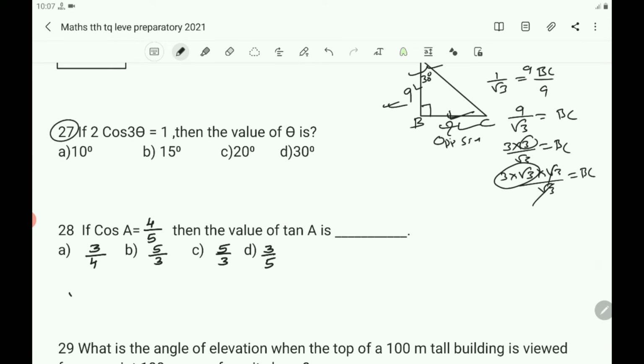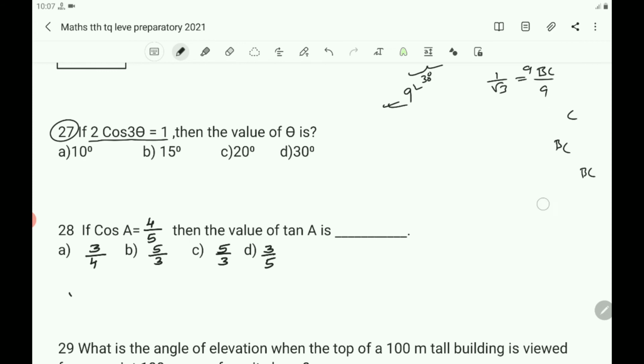Next, question number 27. If 2 cos 3 theta equals 1, then the value of theta. This is a very simple question. Here 2 cos 3 theta equals 1 means cos 3 theta becomes 1 by 2. You transfer the 2 to the RHS. Then cos 60 equals 1 by 2, so 3 theta equals 60. 3 theta equals 60. So theta equals what?